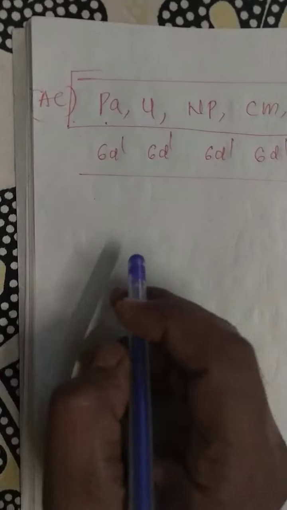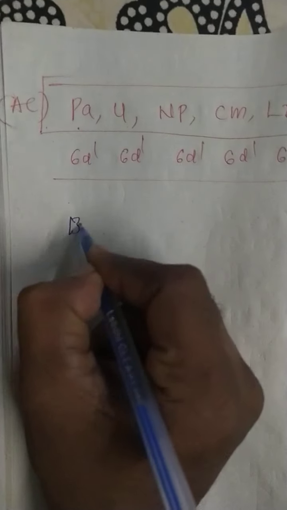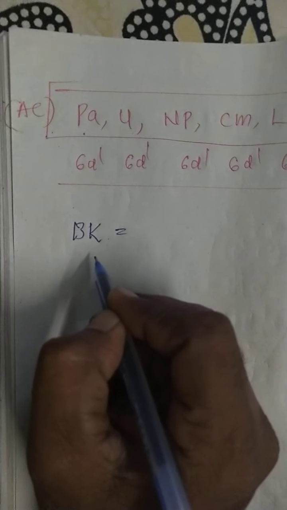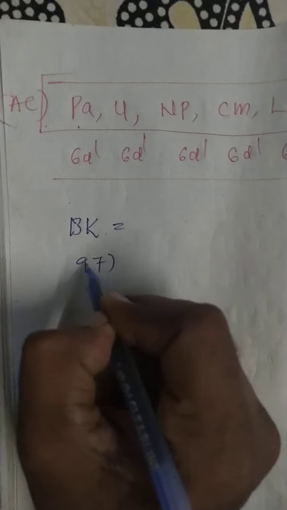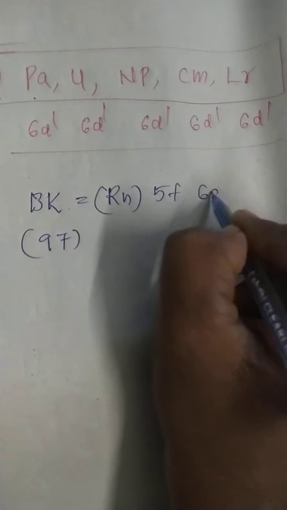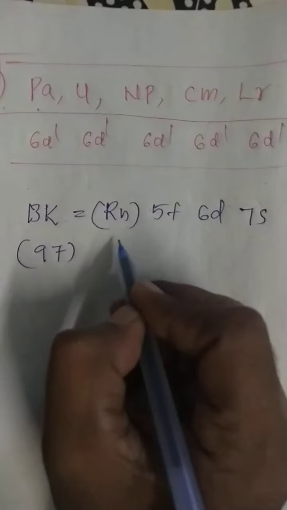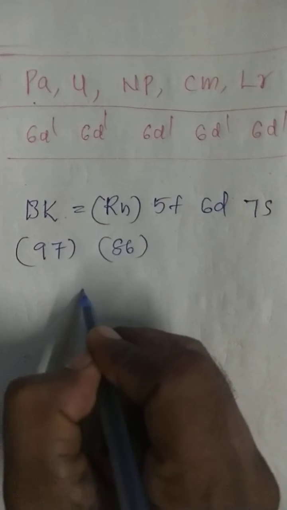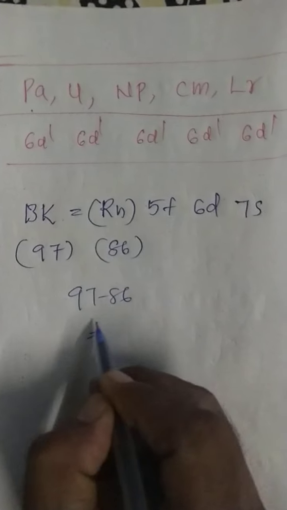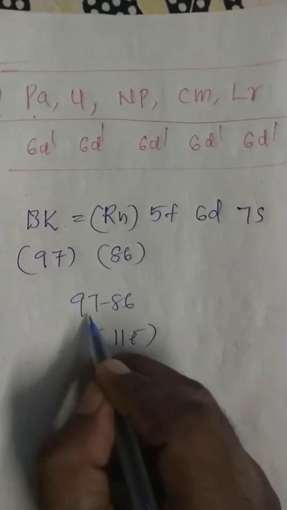Now my question, my dear students: write the electronic configuration of berkelium. The atomic number of berkelium is 97. Before this comes radon, then 5f 6d 7s. Radon's atomic number is 86. So now 97 minus 86, what is the value? 4 plus 7, 11 electrons are there.